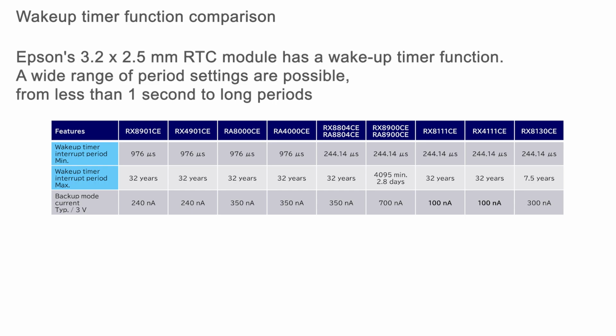Epson's 3.2 by 2.5 mm RTC module has a wake-up timer function. A wide range of period settings are possible, from less than 1 second to long periods. An interrupt can be output to an MCU in sleep mode at set intervals, which can be used to wake up the MCU. The current consumption during backup mode is the typical value when the power supply voltage is 3 volts. Timekeeping can be continued, and current consumption is the lowest.